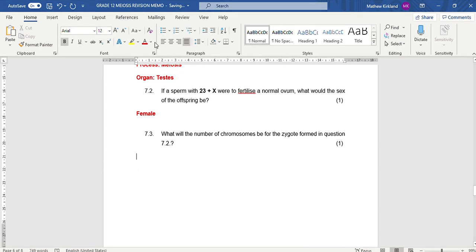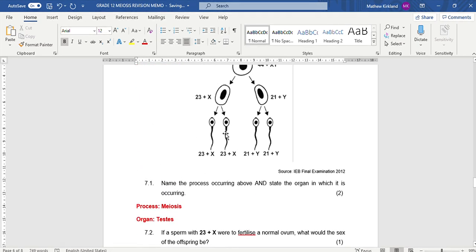What will the number of chromosomes be for the zygote formed in question 7.2? Now you have to remember that this X or Y counts as one chromosome. So in these two sperms, how many chromosomes are there going to be? It's going to be 24, because it's 23 plus 1.